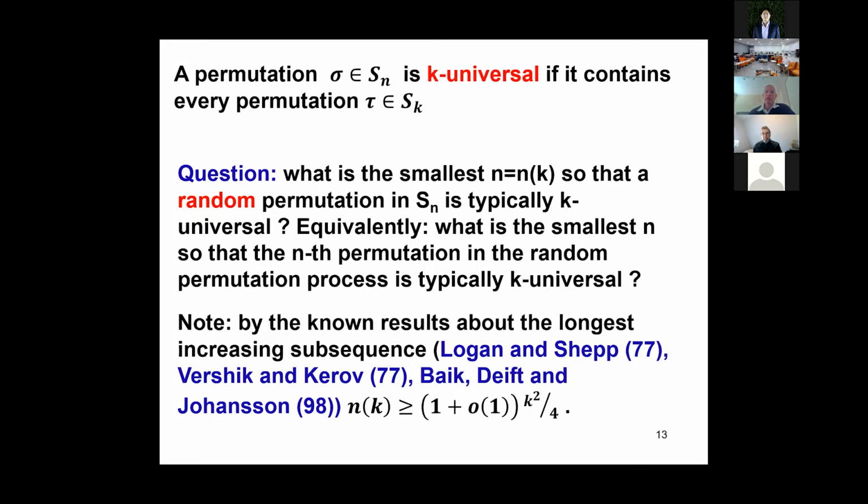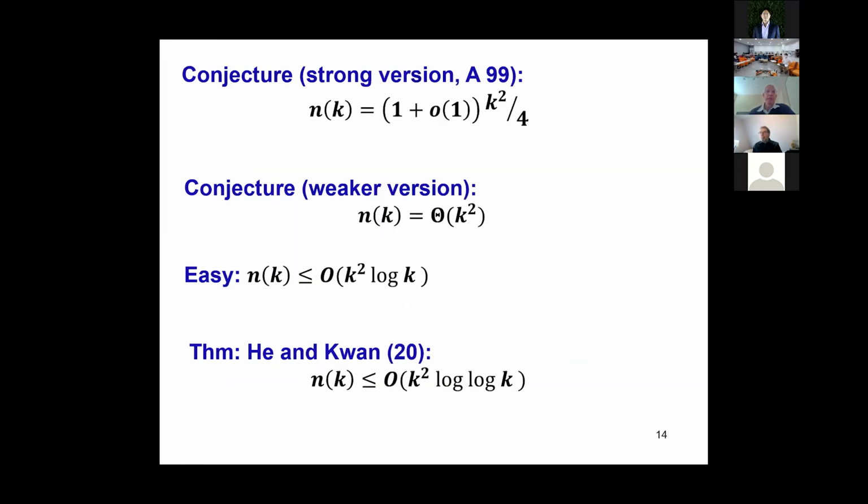And then the question is, what is the truth? So this is a conjecture I suggested quite some time ago. And the strong version of the conjecture is that this n of k is indeed (1 plus theta 1) k squared over 4. So what is enough to get an increasing and a decreasing subpermutation of length k is enough to get everything.